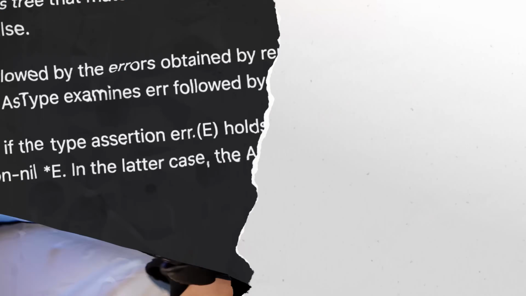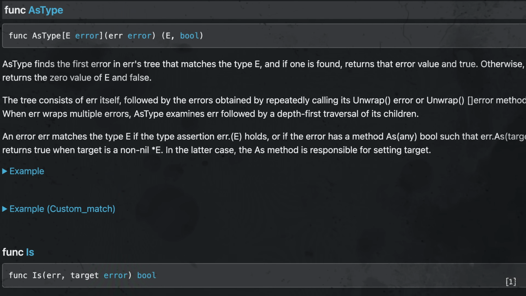There's a new function in Go 1.26 and it is specifically designed to improve error inspection. This is why in this video we are going to take a look at this new errors.AsType function and how we can really use it in Go 1.26.